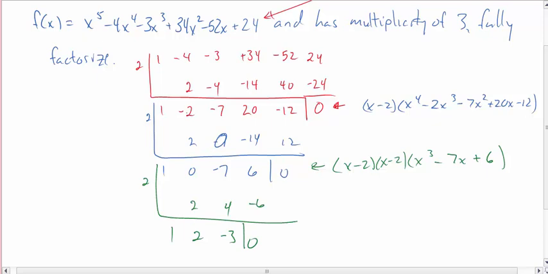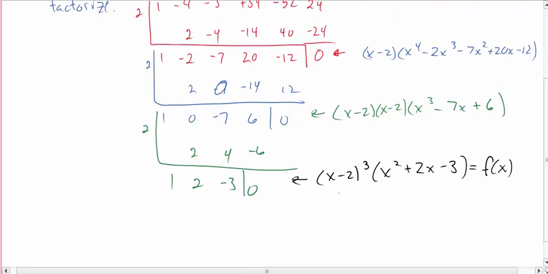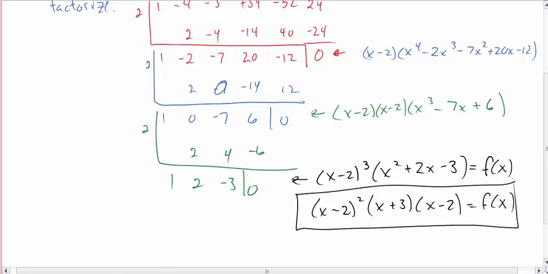So now we're in a really cool position. Now we have established that x minus 2 quantity cubed times x squared plus 2x minus 3 is f of x. Well, notice that's a lowly quadratic. We know what to do with those. We try to factor. We don't need to know the zeros to factor those. We've been doing that for a long time. x plus 3, x minus 2. There is my fully factorized f of x polynomial.